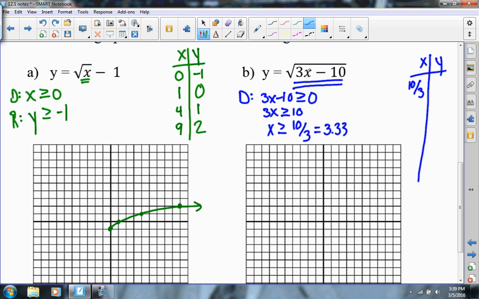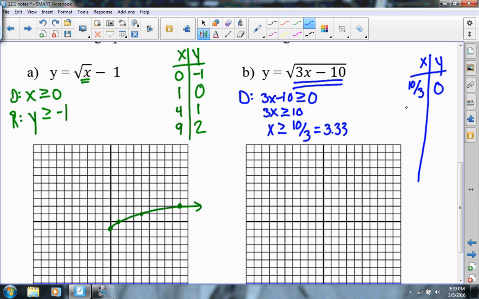But now if I put 10/3 back in here, 10/3 times 3, the thirds and the 3 would cancel, so I would just get 10. And then 10 minus 10 is 0, and the square root of 0 is 0.